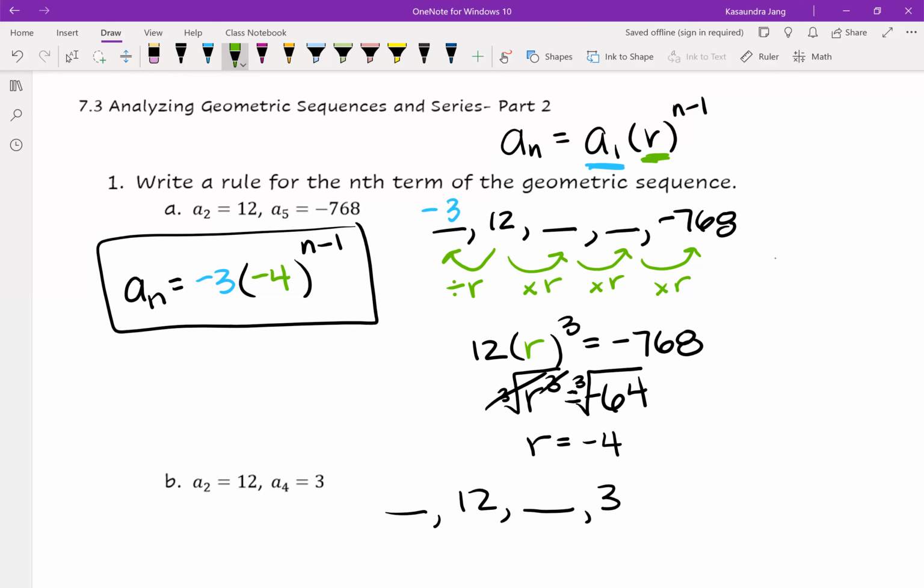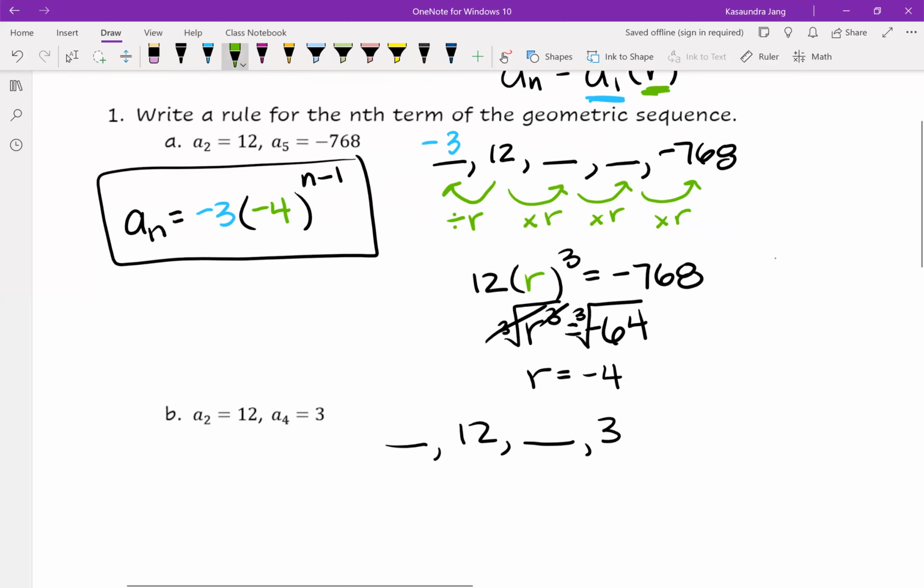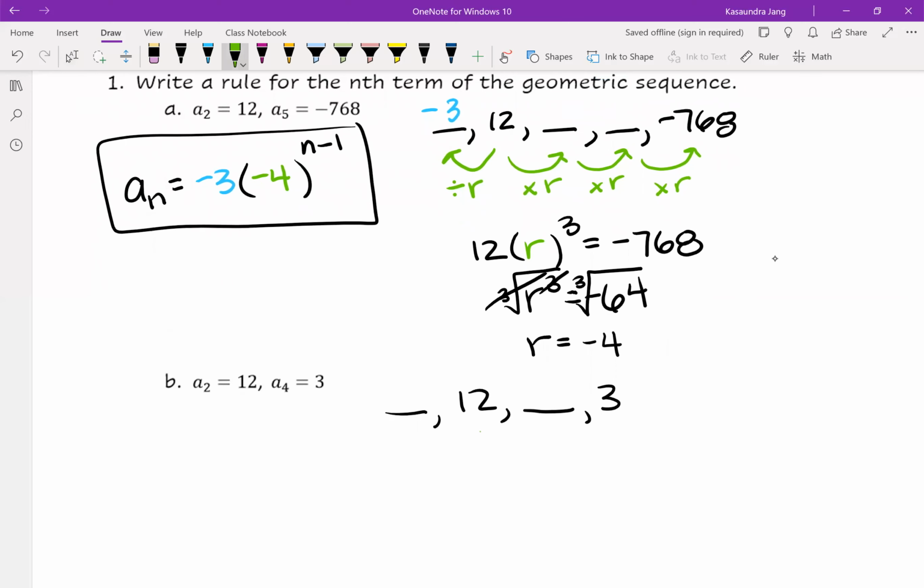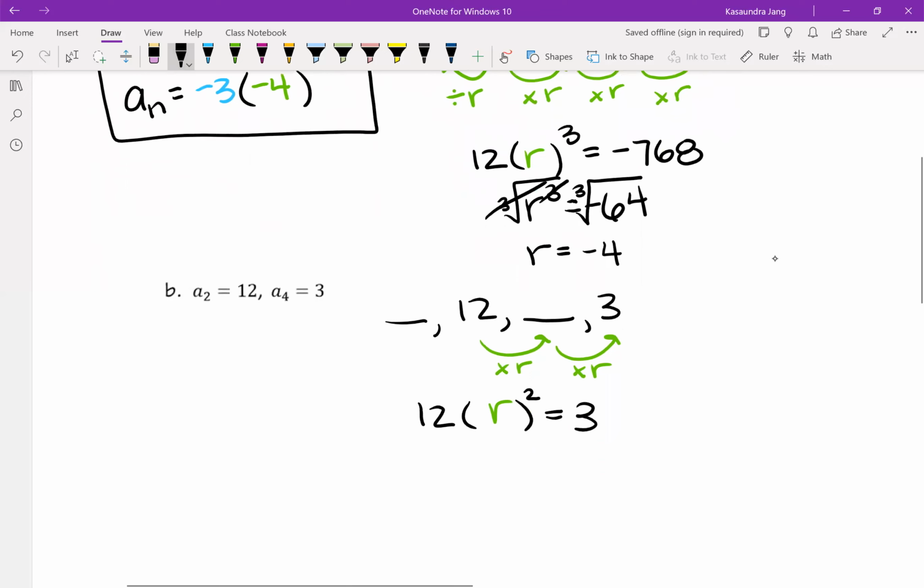So I'm going to do the same thing here. I don't know what the A1 is as of right now, so I'm going to find the ratio first. I had to multiply by the ratio once, multiply by the ratio twice to get that 3. So starting out with a 12, 12 times whatever that ratio is, I had to multiply it twice to get 3. So I don't know what that R is. Let's go solve for it. I'm going to divide the 12 over, and 3 divided by 12, you could put it as the fraction 1/4, or you can do the decimal 0.25, same thing.